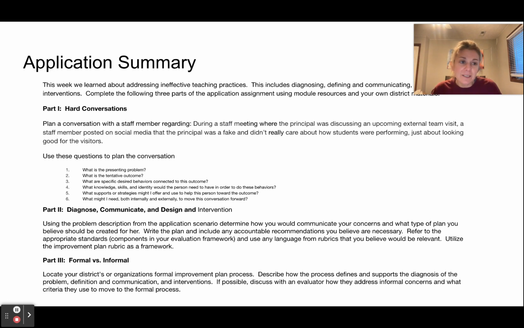And then, if possible, and I do think this would be really valuable if you have time to do this, discuss with an evaluator within your organization or your building: what criteria do they use to move from informal to formal?